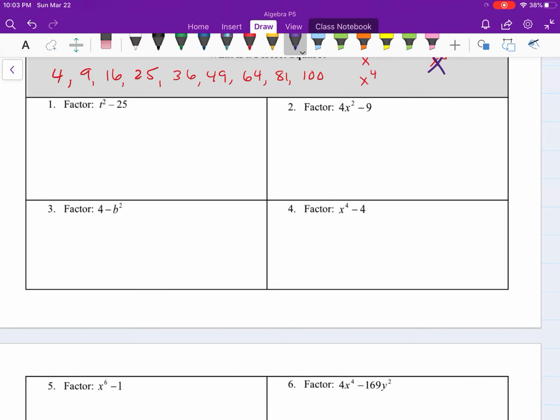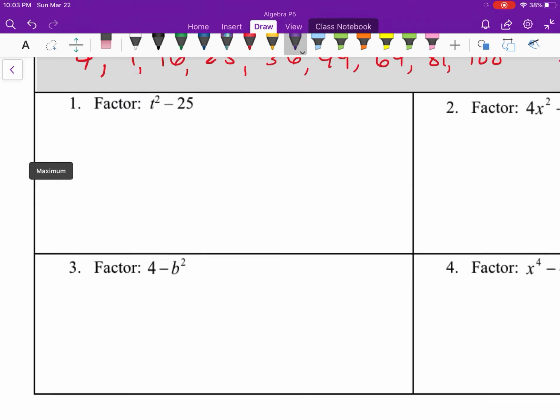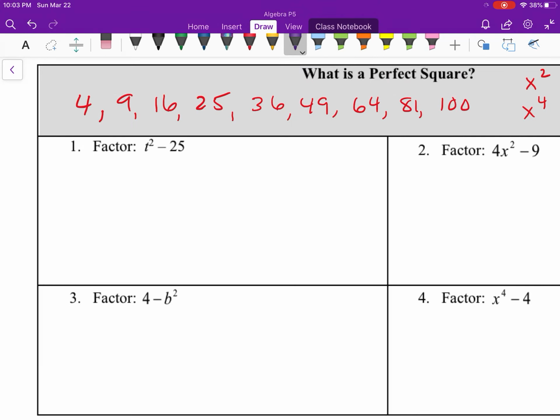Is t squared a perfect square? Yes, because it's t times t. Is 25 a perfect square? Yes, because it's 5 times 5. So we have here the difference, or the subtraction of two perfect squares. Notice how there's a minus sign there. This only works if there's a subtraction sign and there's two perfect squares.